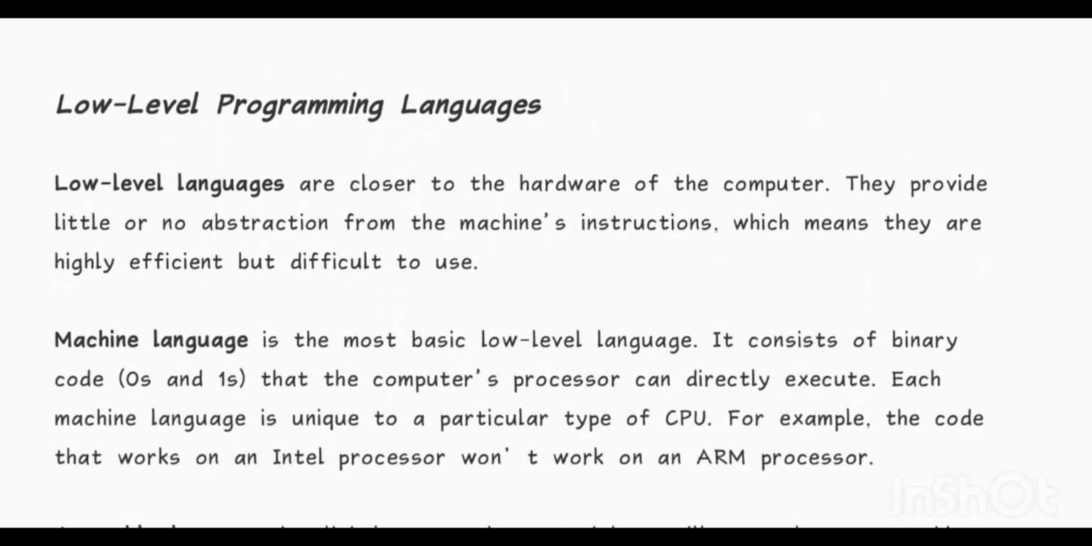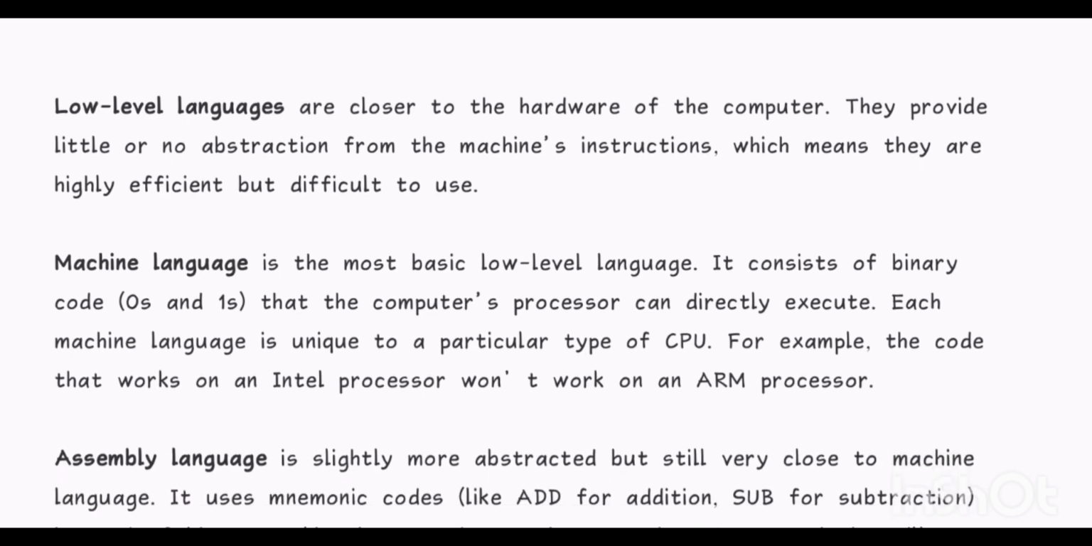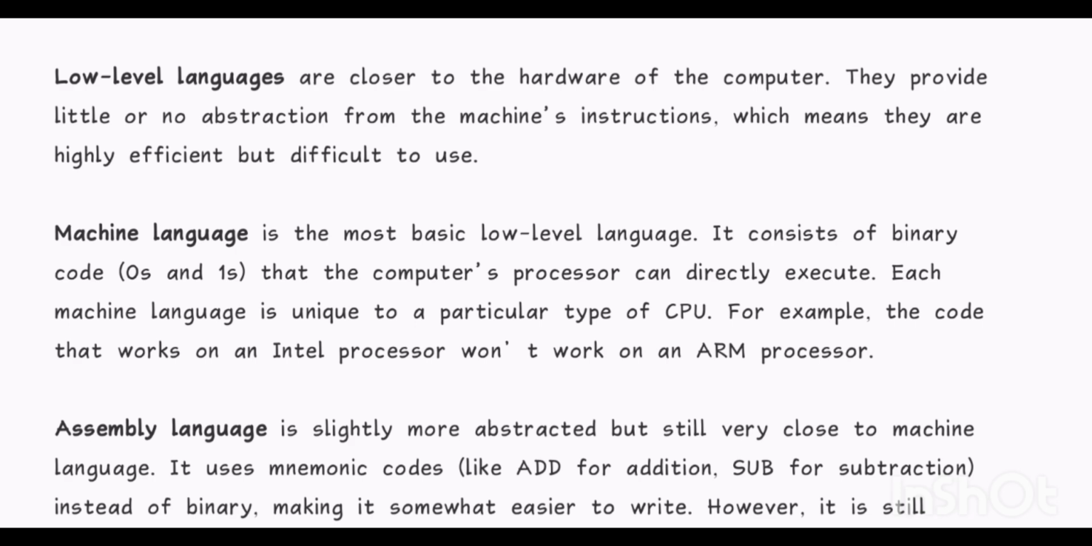Low-level programming languages. Low-level languages are closer to the hardware of the computer. They provide little or no abstraction from the machine's instructions, which means they are highly efficient but difficult to use. Machine language is the most basic low-level language. It consists of binary code, zeros and ones, that the computer's processor can directly execute. Each machine language is unique to a particular type of CPU. For example, the code that works on an Intel processor won't work on an ARM processor.